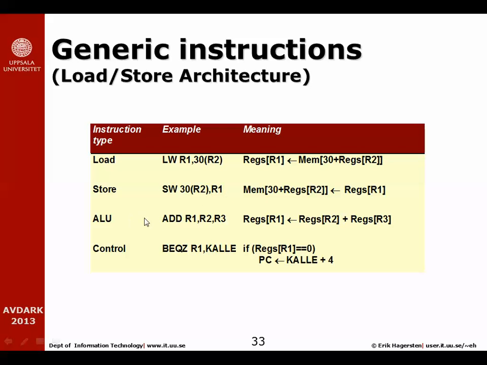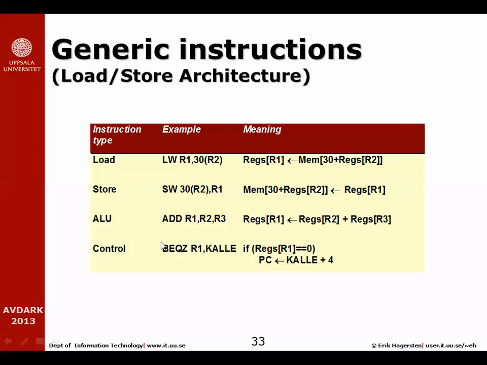We have an ALU instruction, which is only a register-based instruction. We store the result into the left, so this is the destination register. Then we have two source registers, R2 and R3, and the opcode here will decide what kind of operation we're going to do.